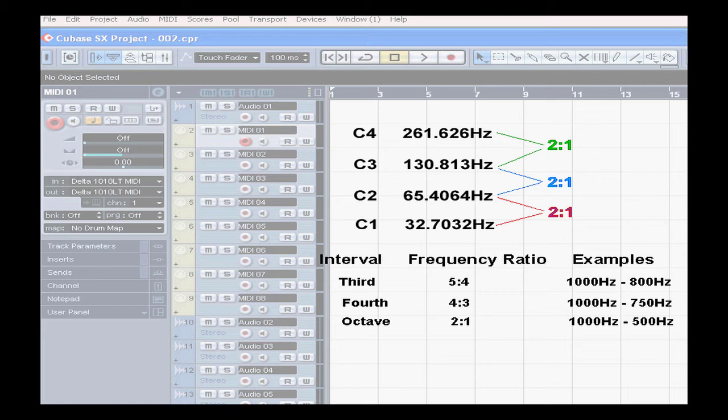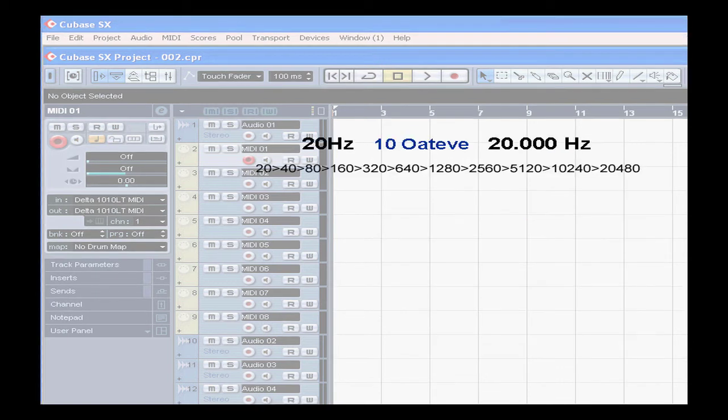Speaking of octaves, the human hearing range fits in about 10 octaves, from around 20 Hz, which is lower than the lowest note on your piano, to about 20,000, which is a pretty darn high squeak. Going from 20 to 40, 40 to 80, 80 to 160, 160 to 320, 320 to 640, 640 to 1280, 1280 to 2560, 2560 to 5120, 5120 to 10,240, and 10,240 to 20,480.